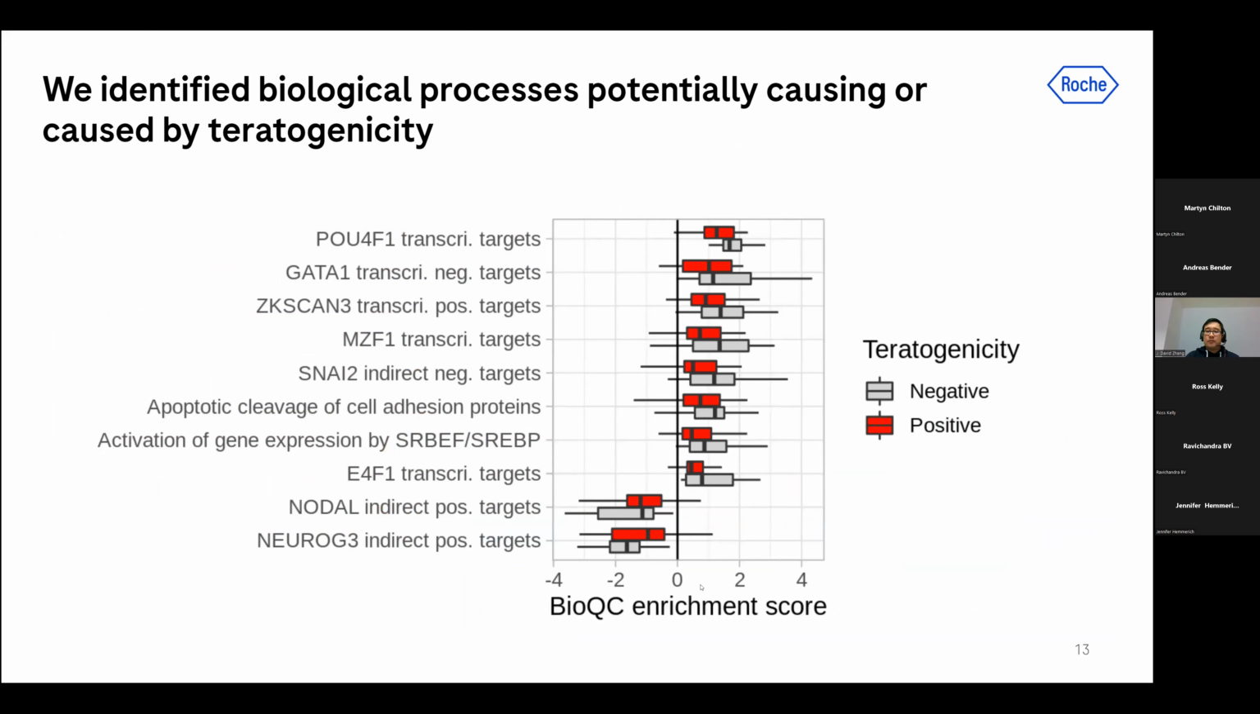Also, we did not only perform the machine learning model, but we also looked at which pathways and which biological processes are either impacted by or potentially causing teratogenicity. And there we identified a series of transcription factors that are potentially associated with a change.